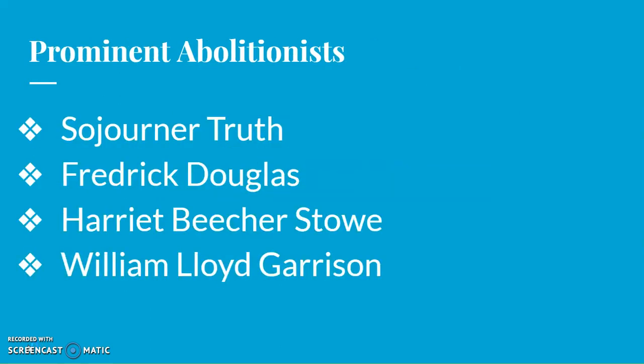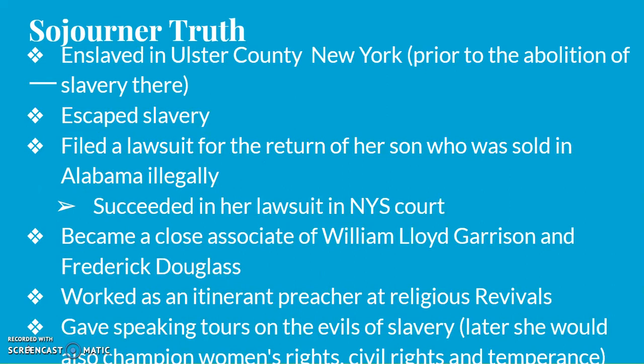So now let's talk about our prominent abolitionists. These are the four you're going to really need to remember for the regions: Sojourner Truth, Frederick Douglass, Harriet Beecher Stowe, and William Lloyd Garrison. I'm not going to go into too much detail about any of them right now, because we're going to go into detail about them in just a little bit. So, let's start with Sojourner Truth.